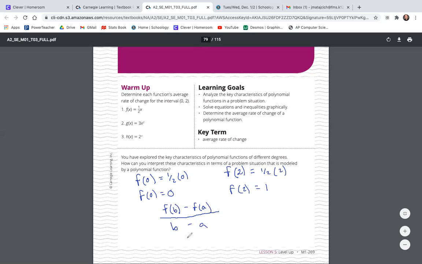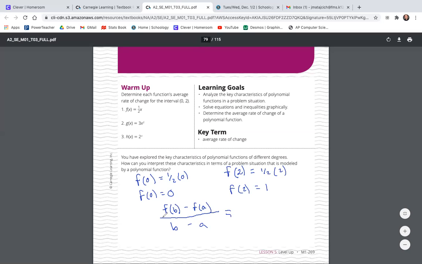So this should look pretty familiar to you. It's a lot like, again, slope from Algebra 1. We're doing the difference in the y values, the change in the y values, divided by the change in the x values. That's really all this amounts to, and it's just the notation that they use for this. So now that we have all this stuff figured out, we can figure out the average rate of change.